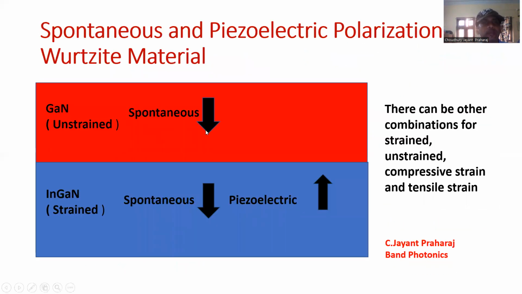So here we show some typical directions and magnitudes of spontaneous and piezoelectric polarization for one combination of material composition. Here we show an abrupt junction between one indium gallium nitride composition and another indium gallium nitride composition, and these are the spontaneous and piezoelectric polarizations that develop in these materials. Now, there can be other combinations. We can have unstrained, compressive strain and tensile strain cases, and in each of these cases, you get a different kind of spontaneous and piezoelectric polarization effect.